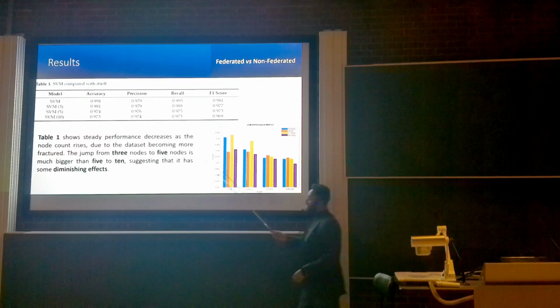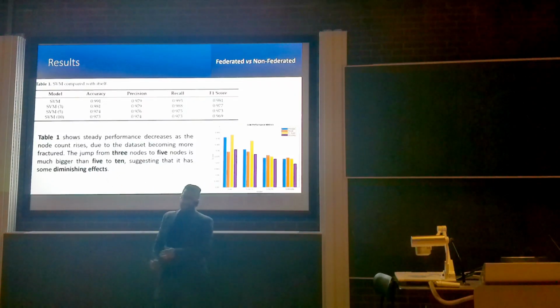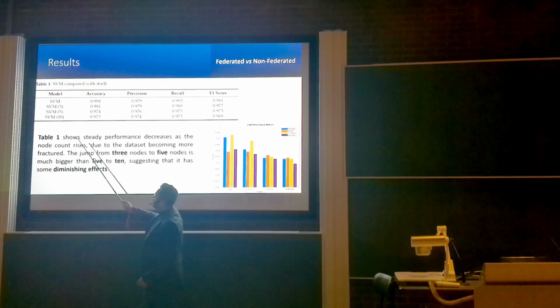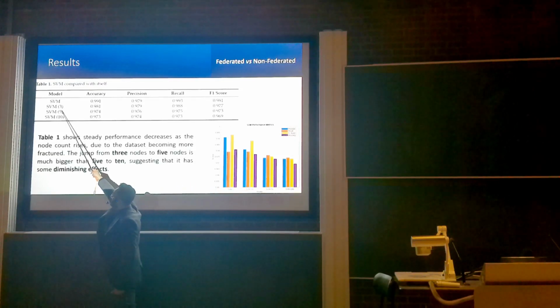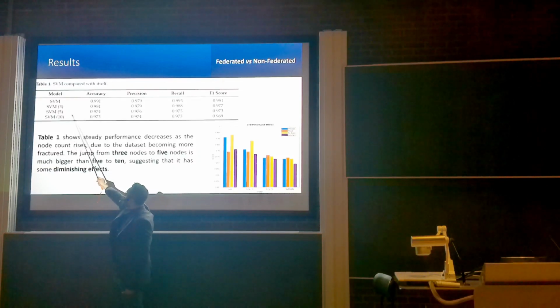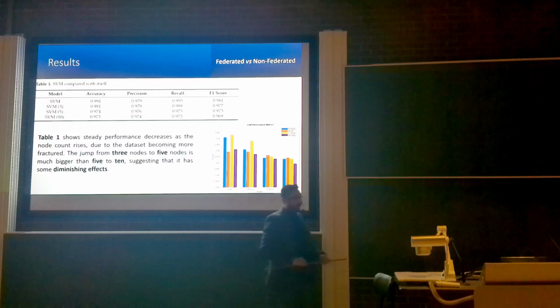on a central node without having any worker node. It achieved quite high accuracy. But then when you use federated learning, now SVM with 3 nodes, SVM with 5, and SVM with 10, you can see the accuracy start to drop, and this is quite expected.